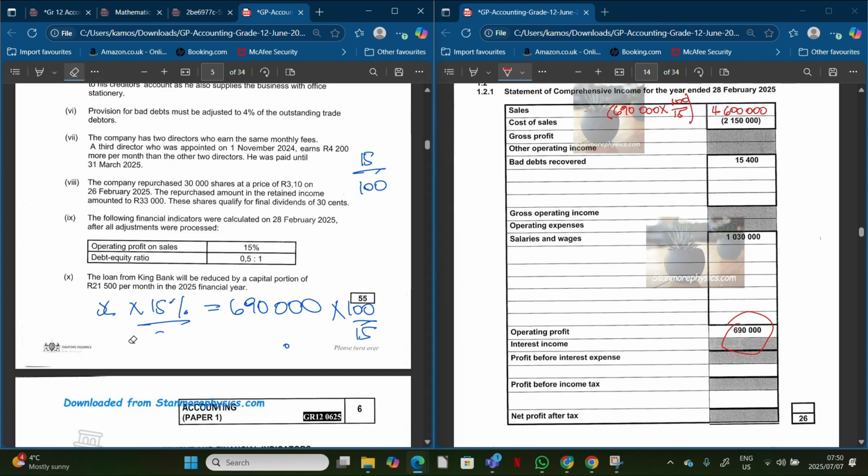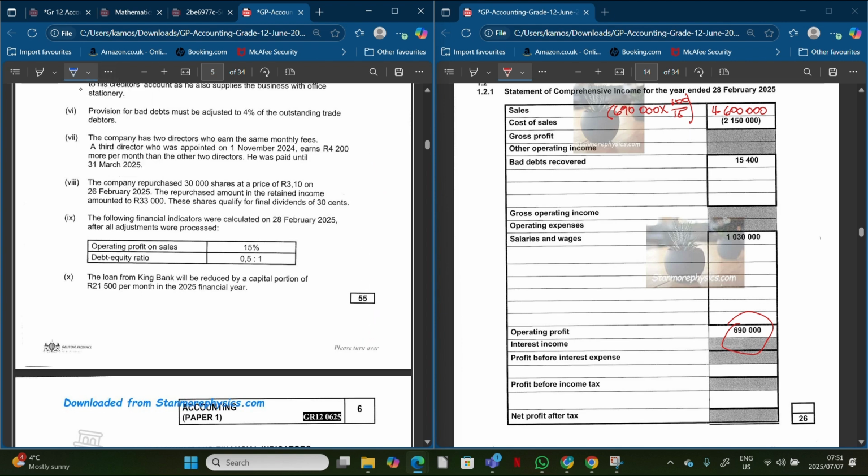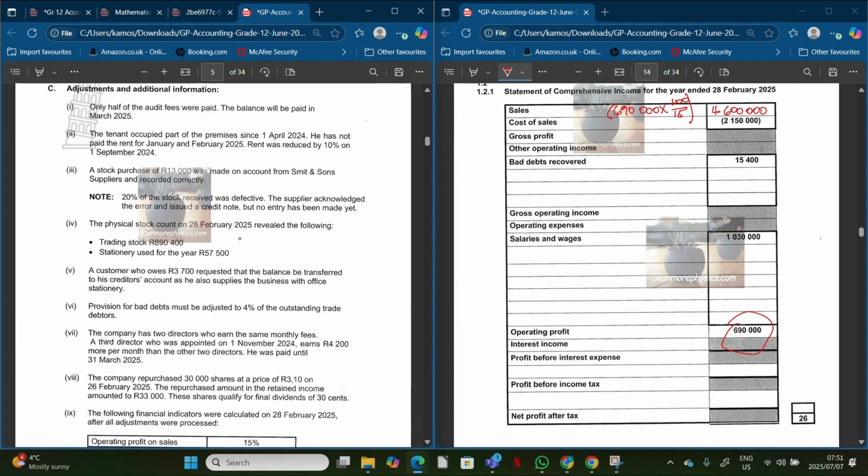So make sure that you remember how we calculate these things. I'm just going to erase it because I know there are other adjustments that I'm going to need space for, but I hope you copied that down. Just pause the video and copy the calculation down. Then let's continue to what's next.